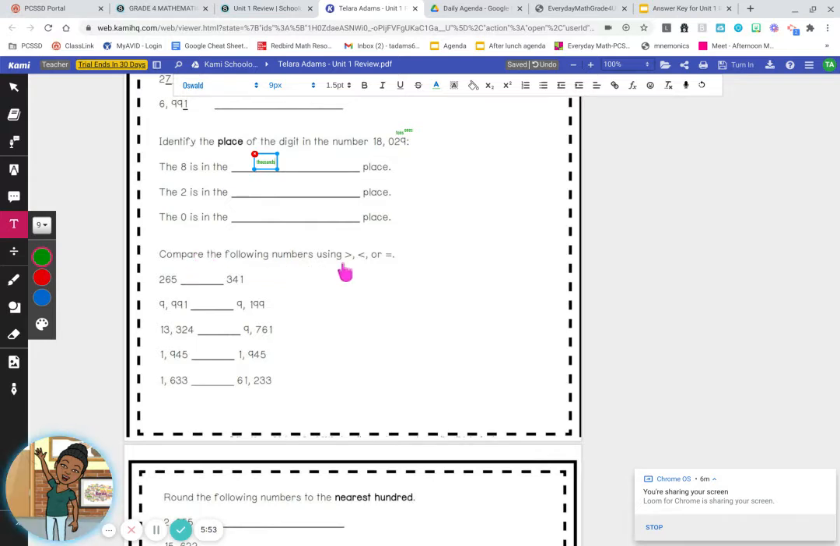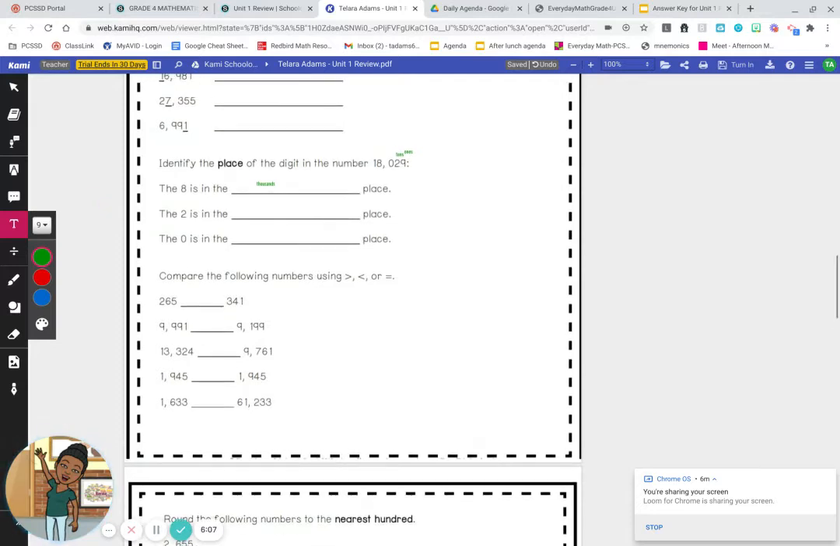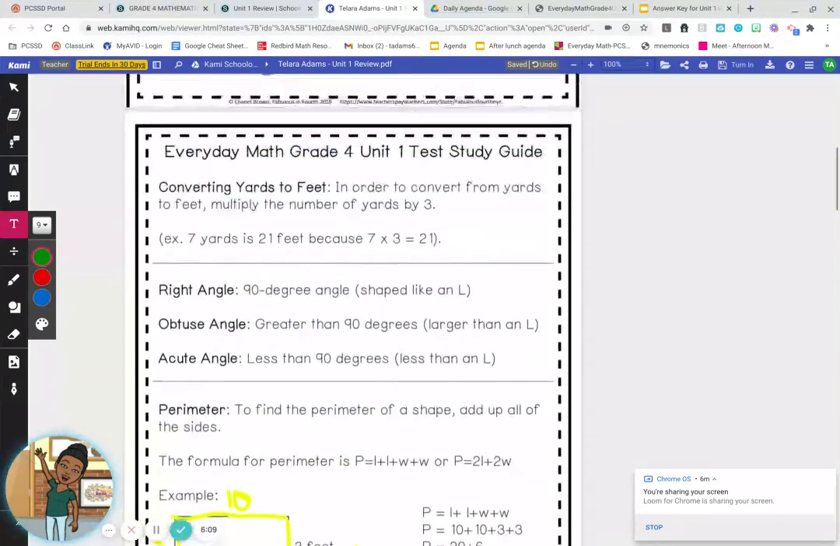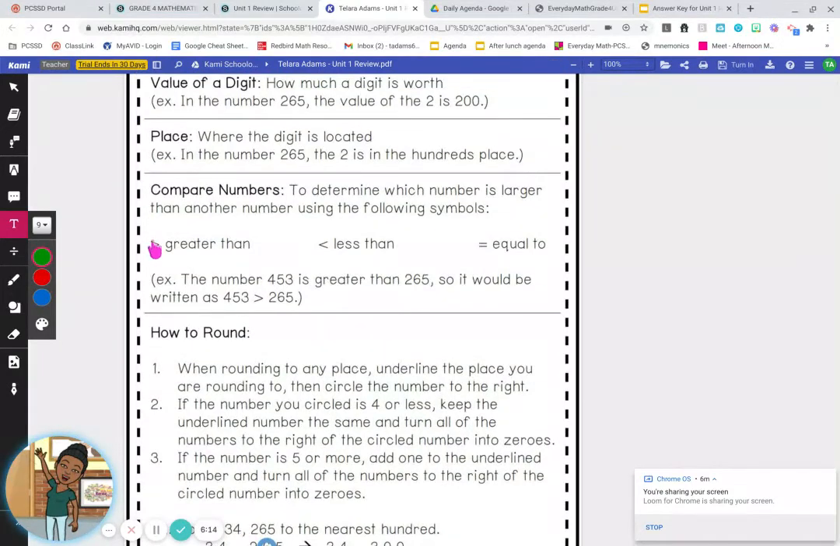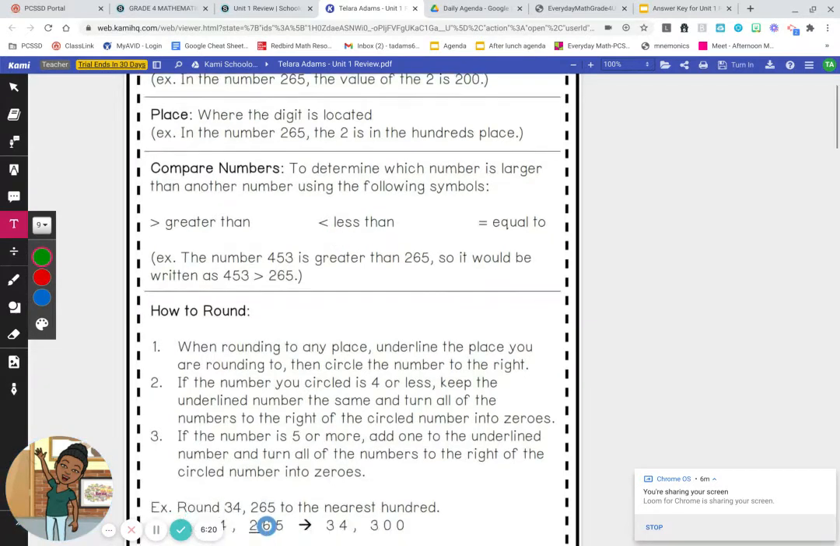Compare the following numbers using greater than, less than, or equal to. You all did an excellent job on greater than, less than, and equal to, so this part will be a breeze for you. If you need a reminder on which symbol is greater than, less than, or equal to, scroll back up to your notes, and you can see greater than is open to the left, less than is open to the right, and equal to is two lines.